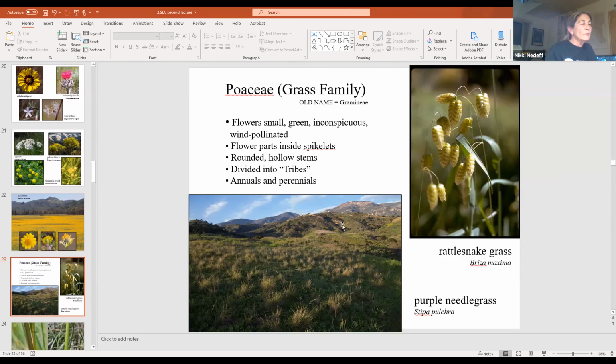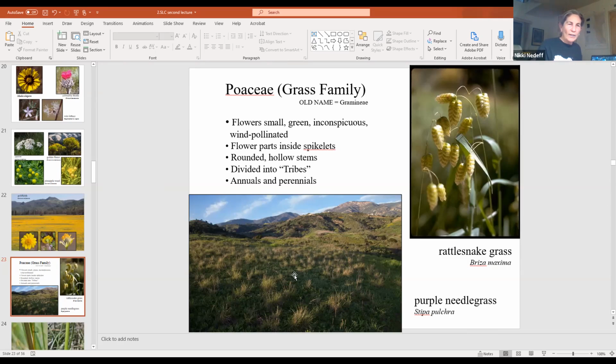We also have on the preserve really important remnant stands of the California native bunchgrass, purple needlegrass, Stipa pulchra. Purple needlegrass happens to be our state grass. Who knew we had a state grass? Purple needlegrass, these individual bunches can be hundreds of years old, and their roots can be 20 feet deep. They are adapted, they're resilient.